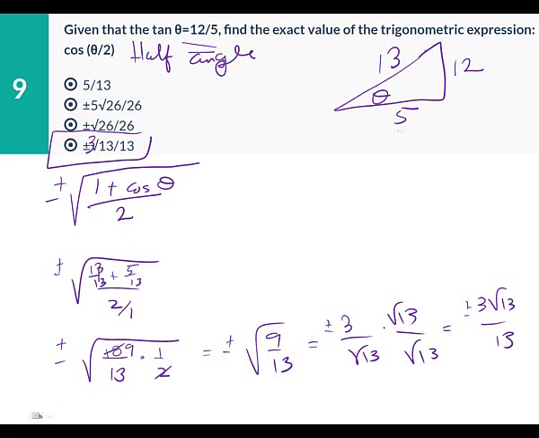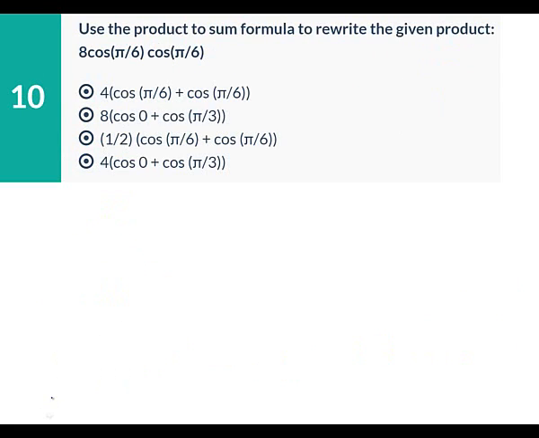Okay. We good with 9? All right, let's look at number 10. These are some of the easier ones, right? Be careful and make sure you're in the right spot on your chart. Everybody look for product to sum right now. Okay, so looking for product to sum. The 8 is just going to float out in front for now. I'm going to leave the 8 out front.